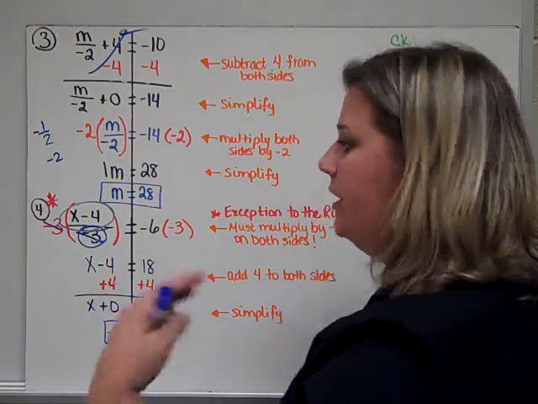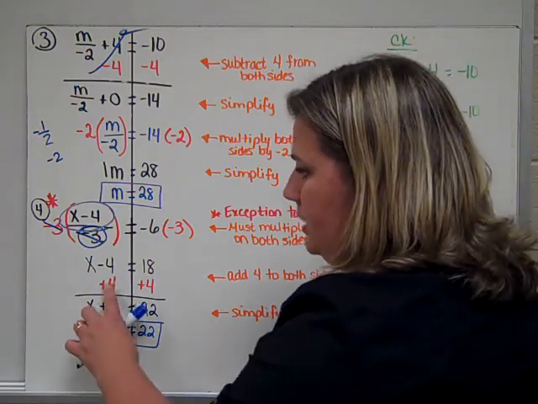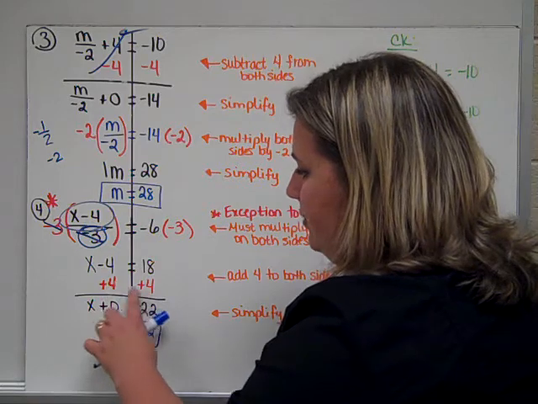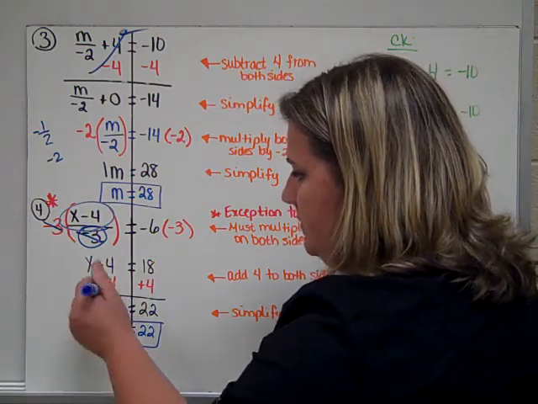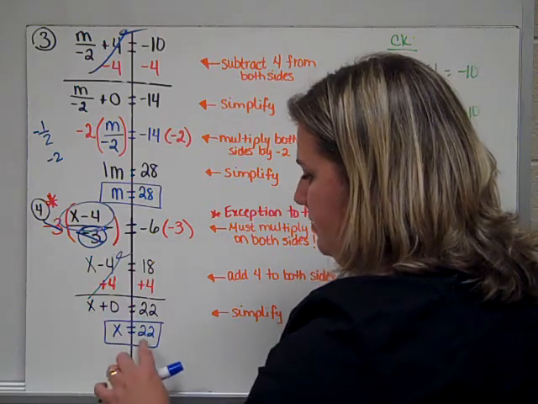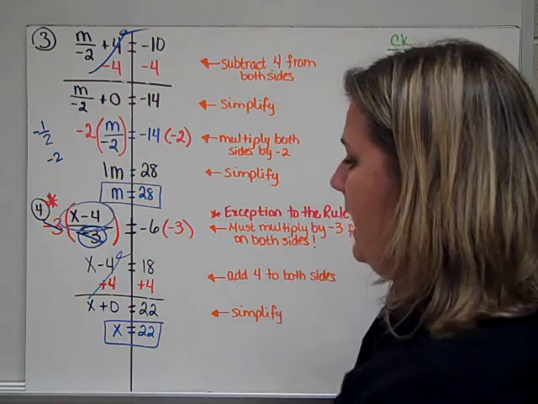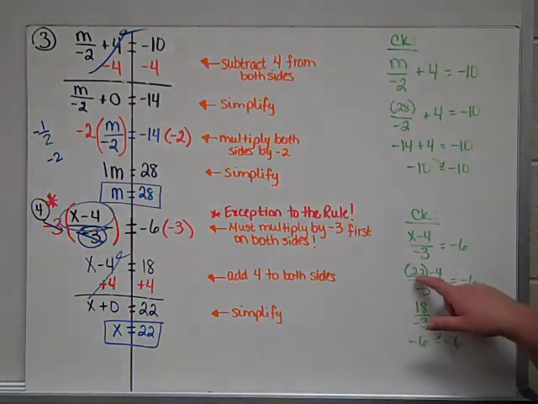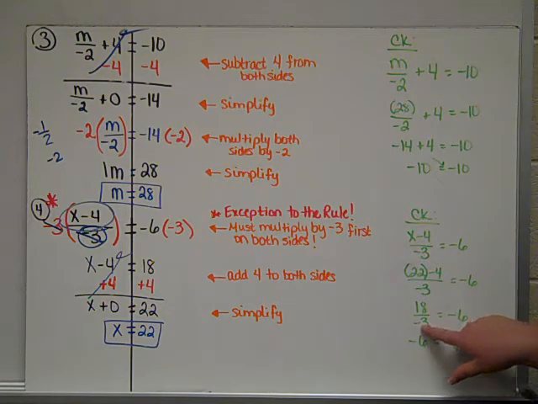And so this is where now I'm going to add or subtract to get my variable alone. I have a subtraction, so I must add 4 to both sides to keep the equality true. That gives me x equals 22 when I add 18 plus 4. And again, I can check that when I plug in 22 for my variable. 22 minus 4 is positive 18. Now I'm ready to divide by -3. And -6 does equal -6.